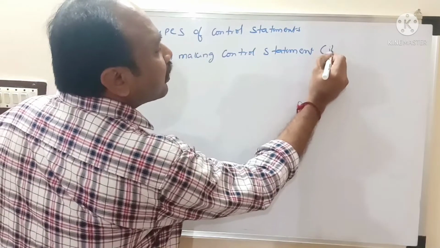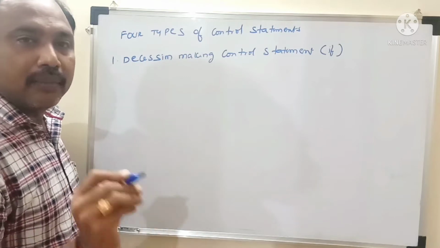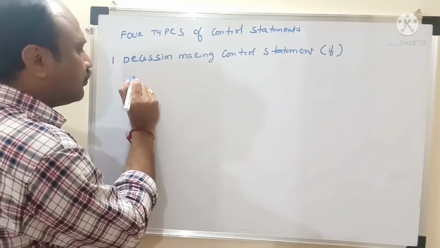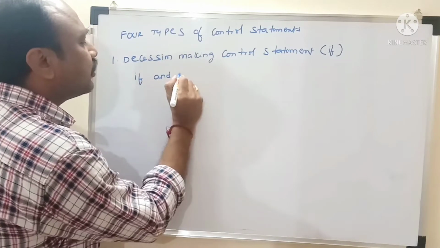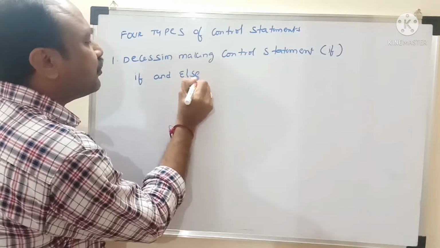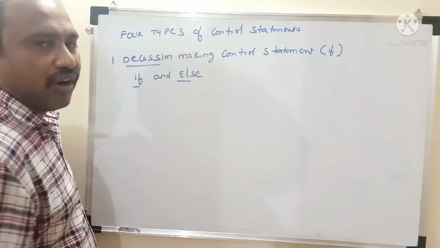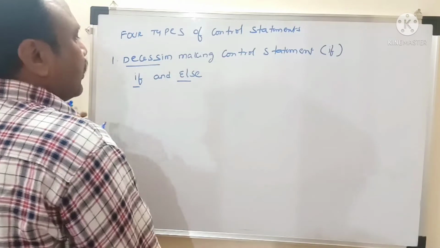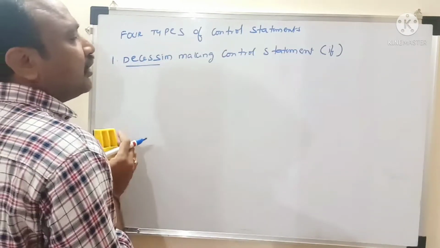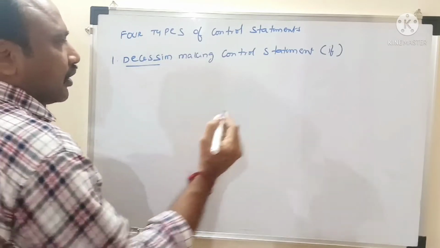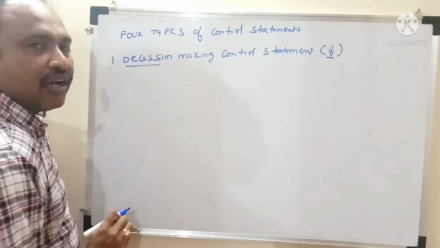If statement is referred to as a decision making control statement. Among 32 keywords, we have if and else. To work with decision making control statements, we use if and else. Now we will talk about decision making control statements in detail. If statement is an example of decision making control statements.